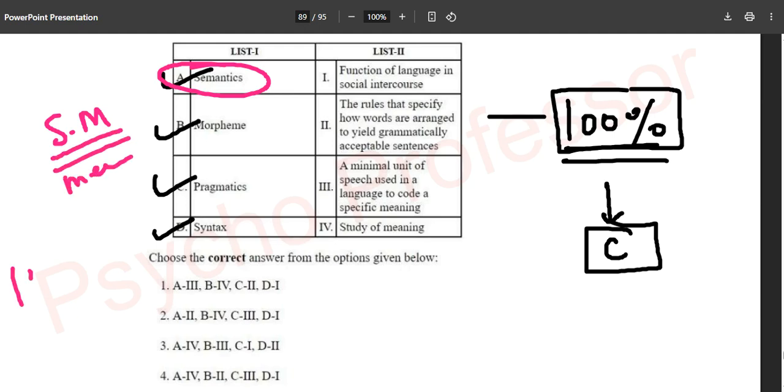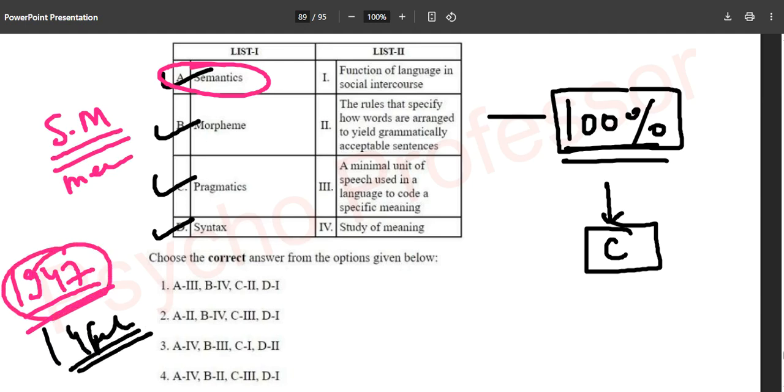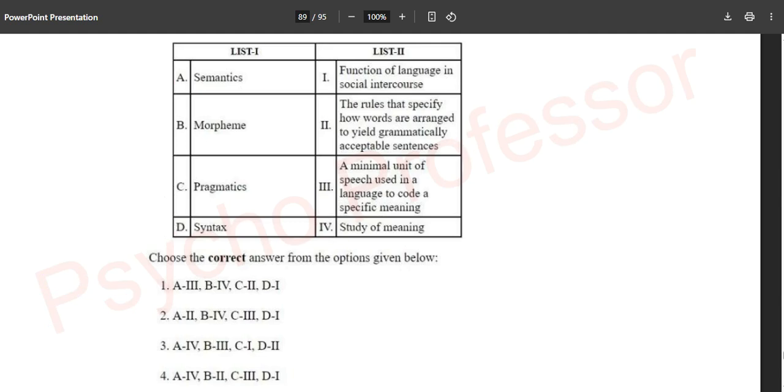Okay, you know 1947 India got independence. You know what happened on 14 February and all these things. Okay, so what is this? This is your semantic memory. And semantics means what? Social intercourse or interaction? No. Grammatically? No. This? No. What should it be? It should be the study of meaning. Okay, so A will match with the study of meaning.